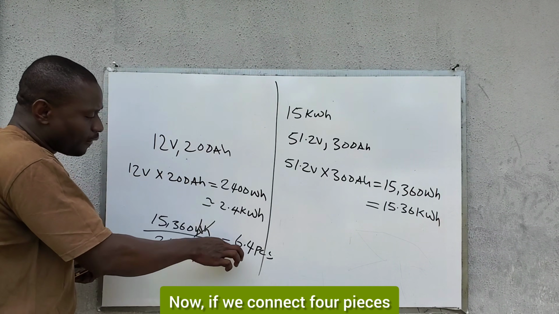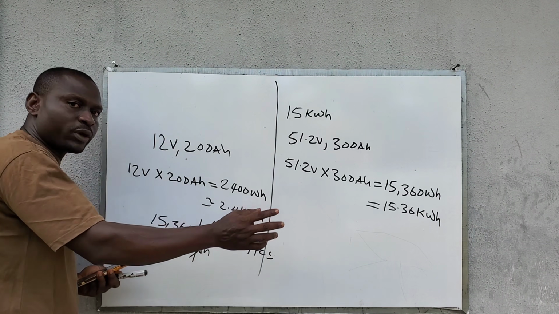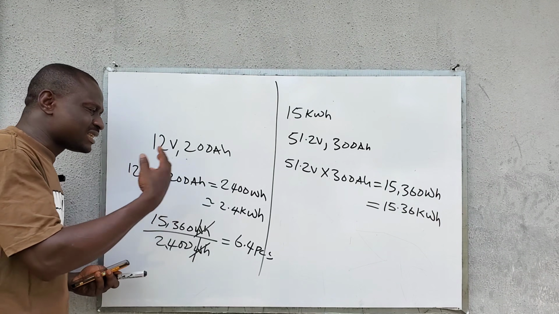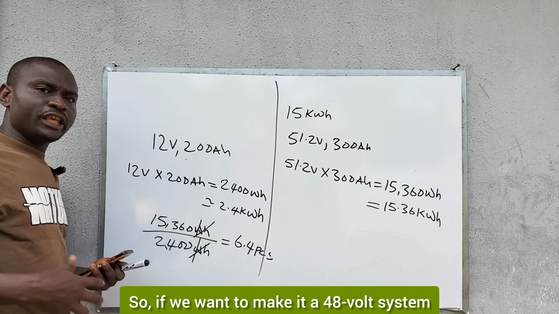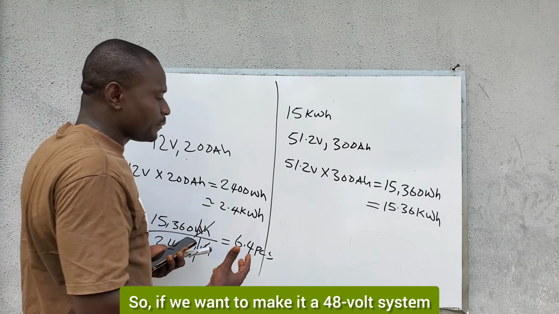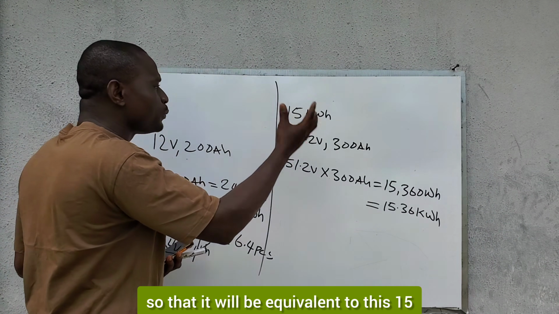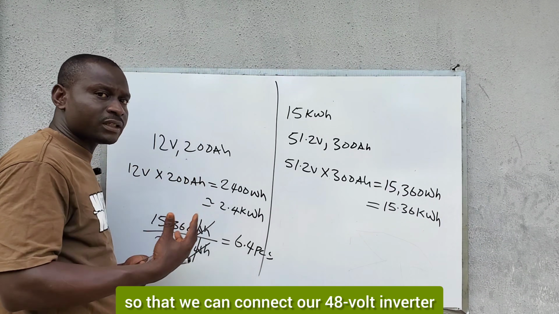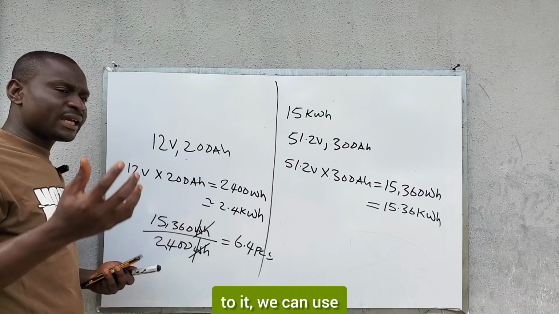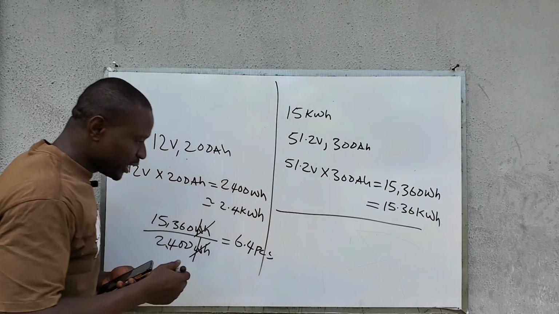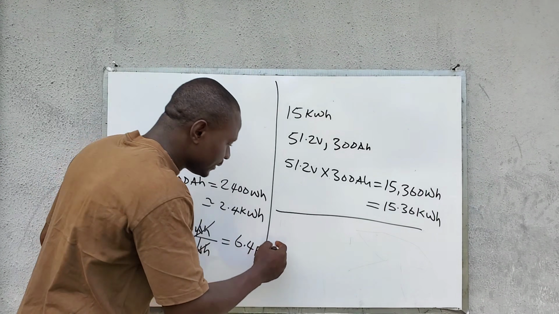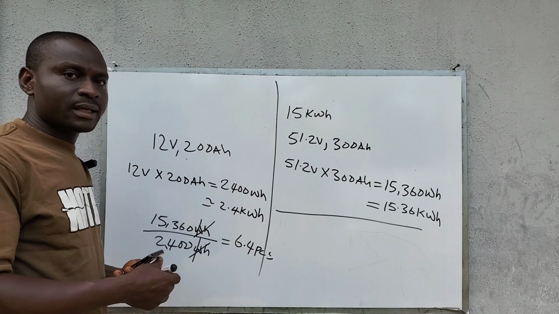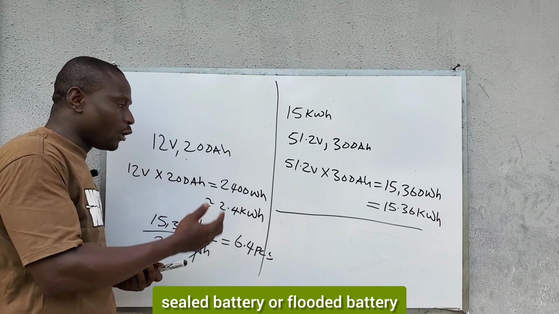Now, if we connect 4 pieces, it means we have removed 2, so we will have about 9,600 watt hours. So if we want to make it a 48 volt battery bank equivalent to this 15 kilowatt hour lithium battery, so that we can connect our 48 volt inverter to it, we can use, let's say, 8 pieces of 160 amp hour sealed or flooded batteries.